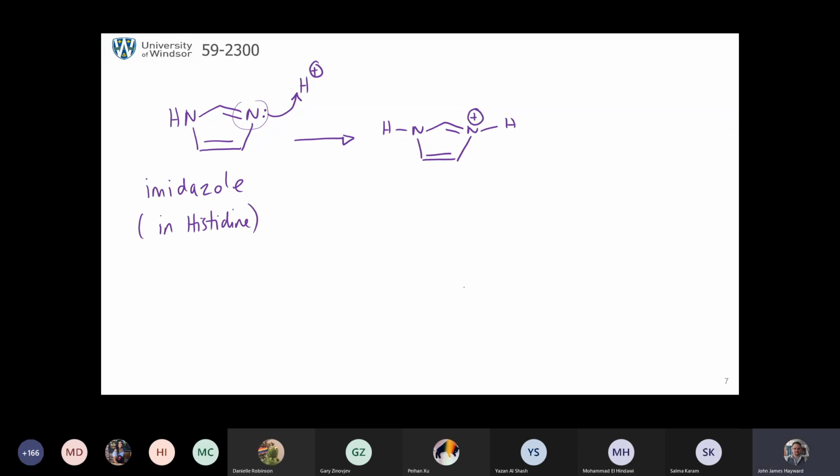Somebody just stuck their hand up. Christoph, was it? Okay, not seeing anything again. So in this case, we now have a molecule that looks kind of symmetrical with a positive charge. So I'm now going to draw another structure, a resonance structure of this molecule.